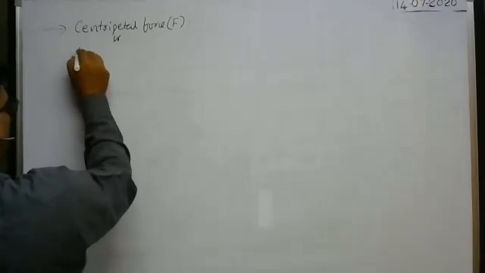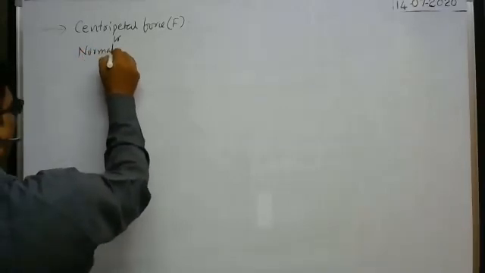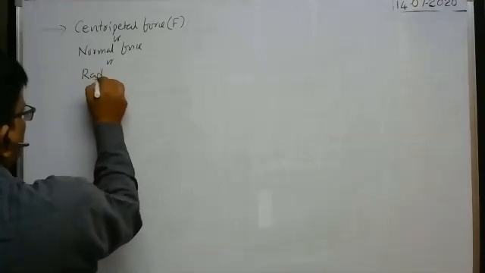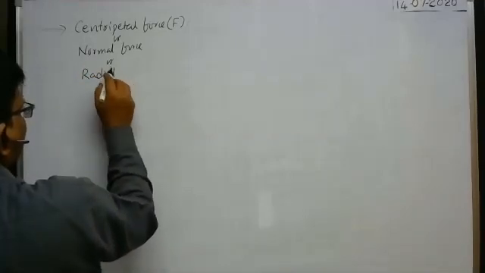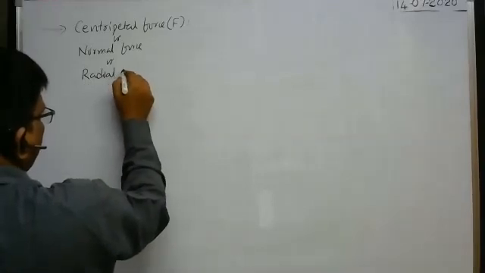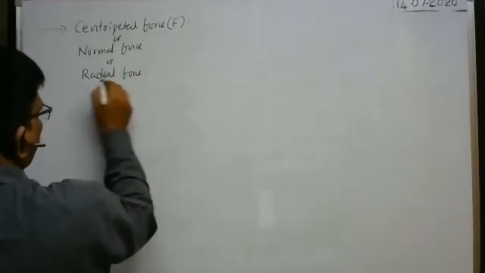It is also called the normal force, also called the radial force, because this is along the direction of the radius vector, opposite to the direction of the radius vector. That's why it is called radial force. Okay.